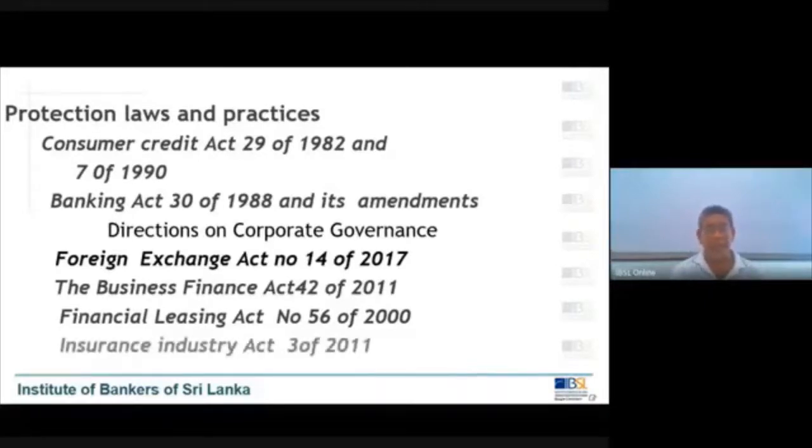Okay, then we have insurance companies. Insurance companies need to abide by the Insurance Industry Act. Who is the regulator? The Insurance Regulatory Commission, right? There are some institutions that regulate these institutions under these acts, right? Why are all these acts there? To maintain the stability of the financial institutions. There are so many acts, right?